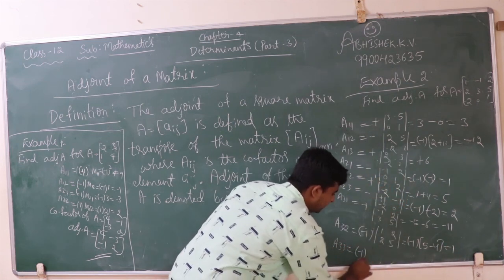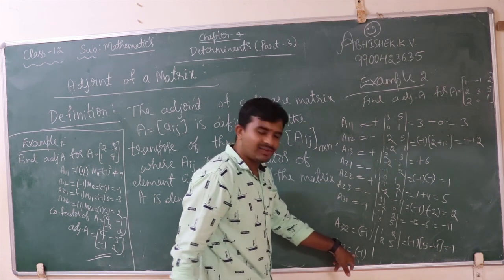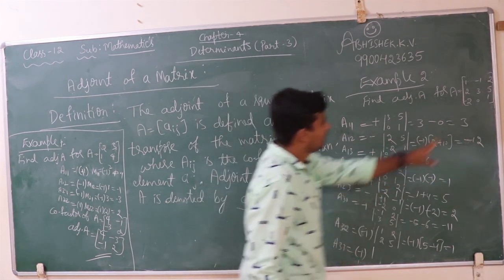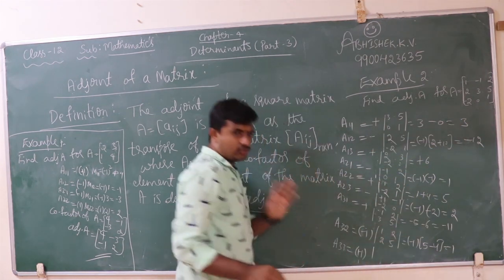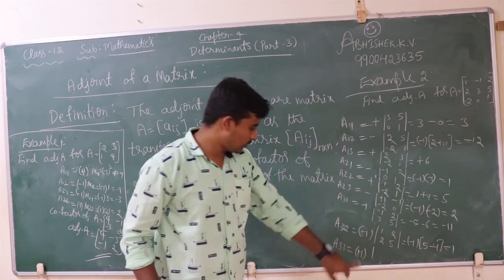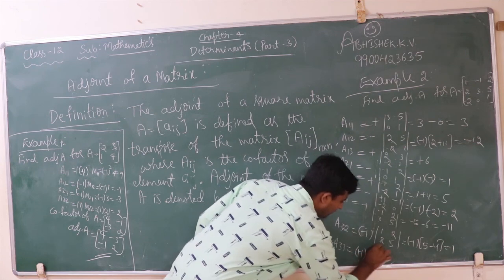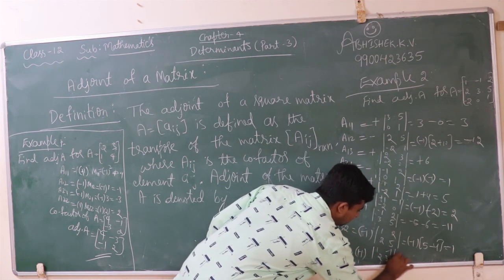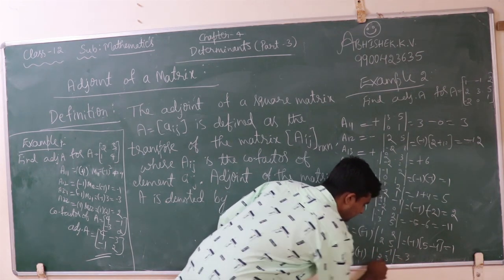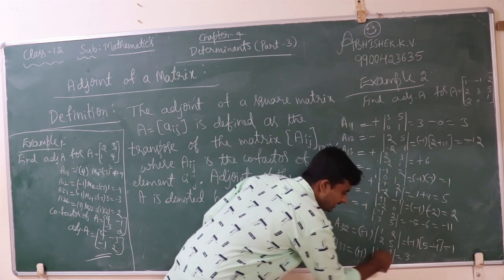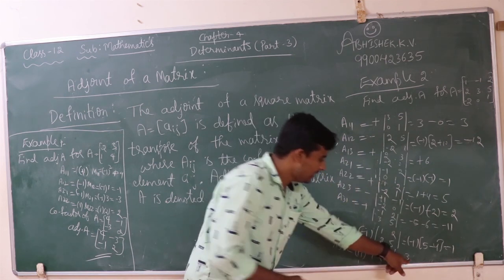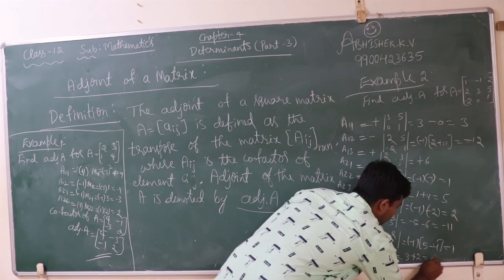A33 is plus 1, so multiplied by plus 1. Deleting the third row, third column, we get 1, minus 1, 2, 3. This is equal to what? 3 ones are 3, minus into minus 2, that is 3 plus 2, 5. Plus 1.